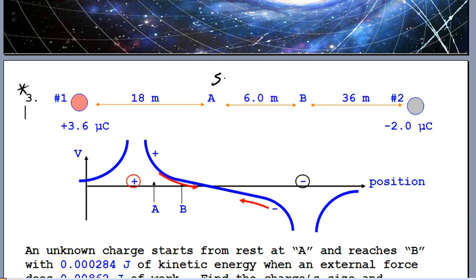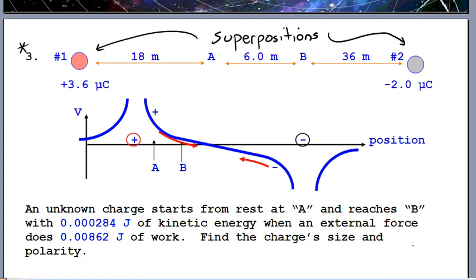The key thing about this question is that it is superposition. There are a couple of Q's out there that are going to influence this story. There's a Q here and a Q here, and they're already there. They're quite distant. If you add up all those distances, 18 and 6 and 36, it was about 60 meters or so. They're pretty far apart. And what we're going to try and do in this story is move another charge from location A to location B.